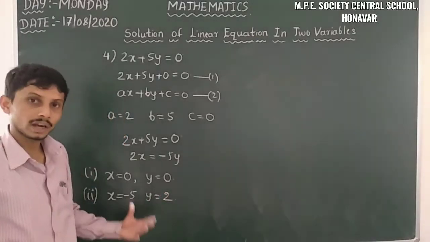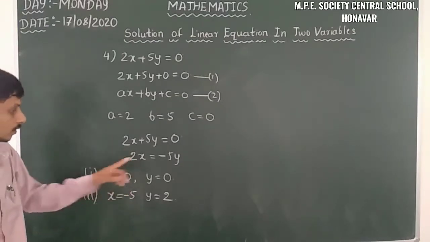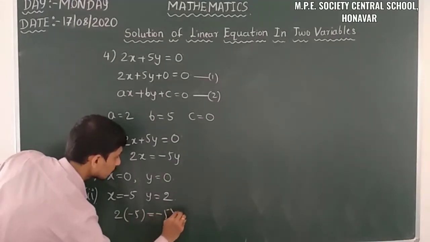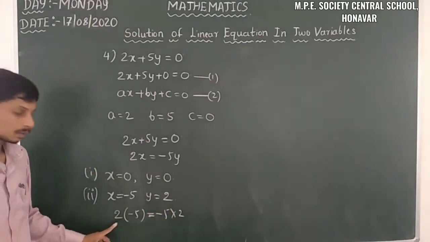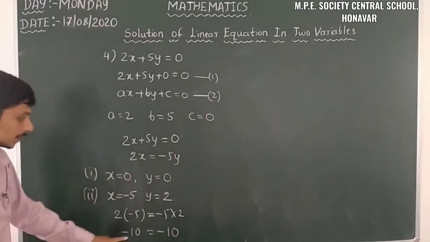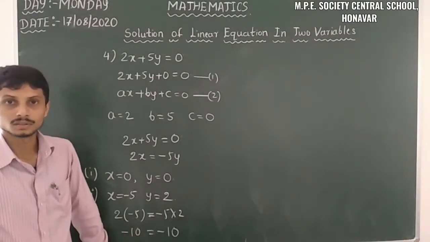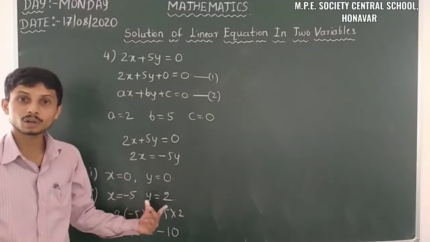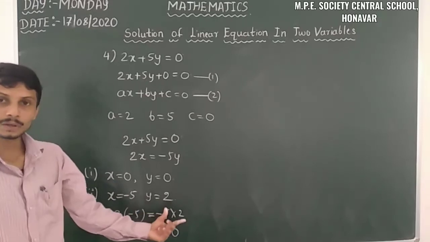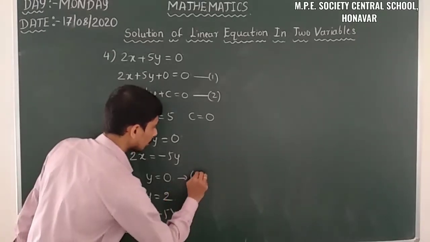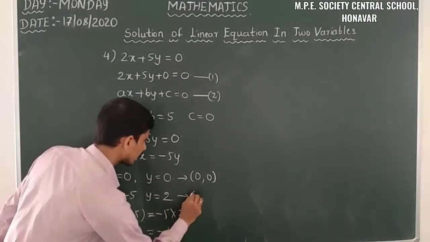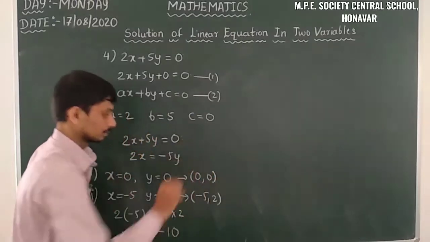Whether it is right or wrong, we have to check. So firstly we substitute the values. Here 2 into minus 5 and 5 into 2. What happens here? Minus 10 is equal to minus 10. So the values are equal. That means this is also one of the solutions of the equation. Here we got 0, 0 and minus 5, 2. So this is 0, 0. It is one of the coordinates of the Cartesian plane, and the other can be written as minus 5, 2.